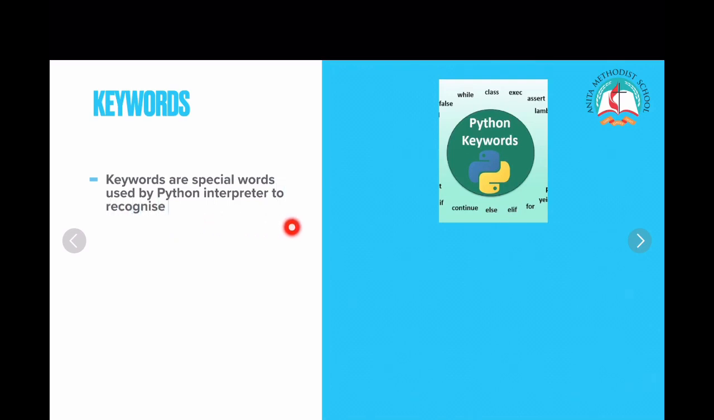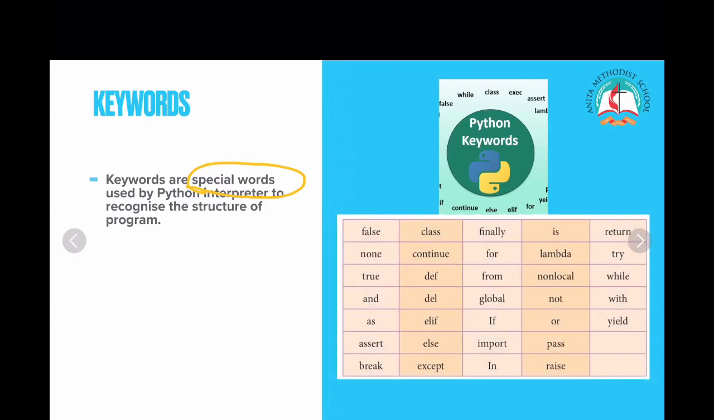First thing is about Python keywords. So what is called a keyword? Keywords are special words used by Python interpreter to recognize the structure of a program. So these are called special words. And what are the words that are used in Python? Class, is, with, while, if, elif, else, assert, break, true, false.